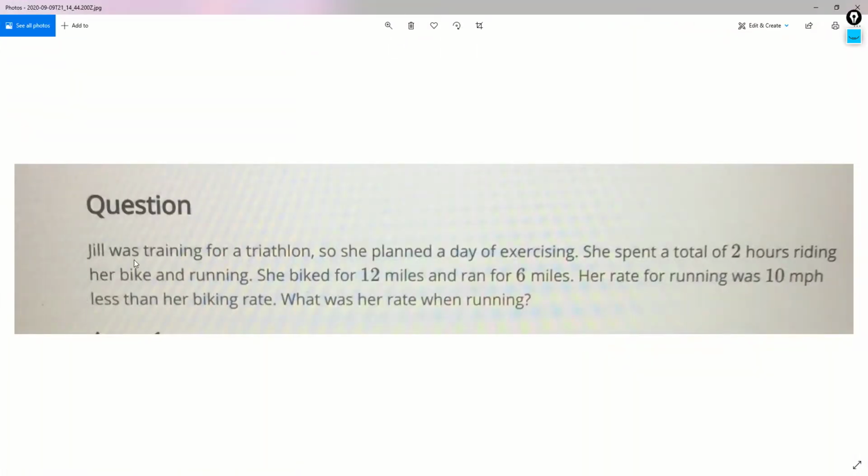Alright, Jill was training for a triathlon, so she planned a day of exercising. She spent a total of 2 hours riding her bike and running. She biked for 12 miles and ran for 6 miles. Her rate for running was 10 miles per hour less than her biking rate. What was her rate when running?